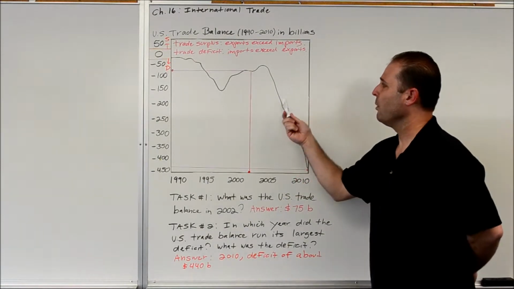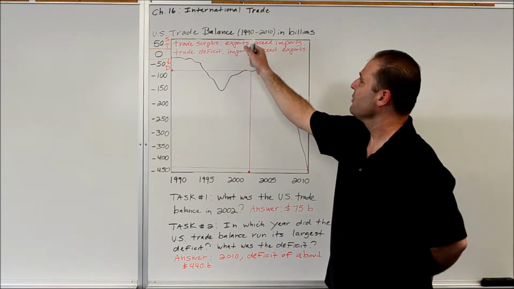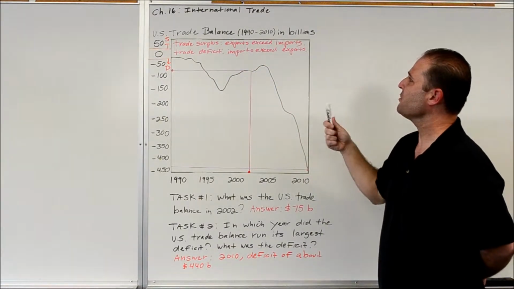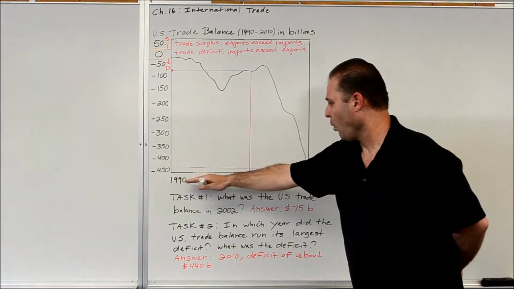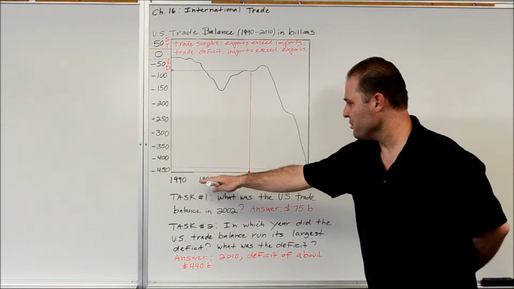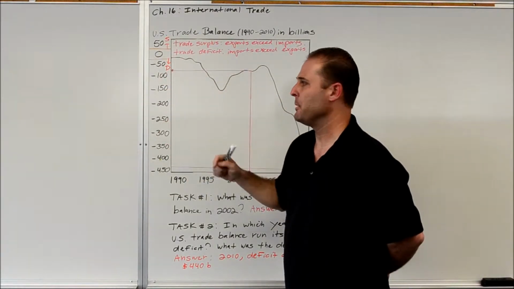In this example, we're going to look at a graph that shows the U.S. trade balance from the years 1990 to 2010 in billions of dollars. So, on the horizontal axis, we have, of course, the different years. On the vertical axis, we have the dollar amounts in billions.